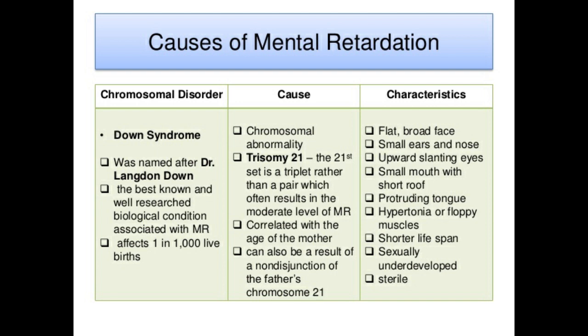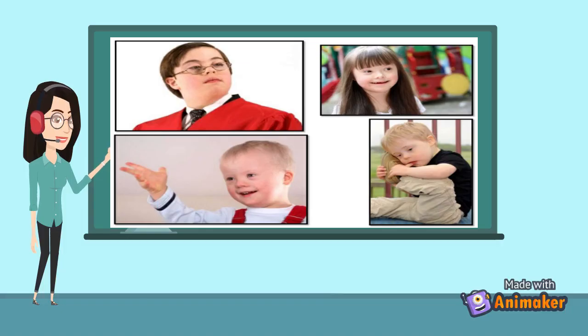The characteristic physical features are short stature, a flat, broad face with small ears and nose, upward slanting eyes, small mouth with short roof, protruding tongue that may cause articulation problems, hypertonia, or floppy muscles. Heart defects are common. Susceptibility to ear and respiratory infections. Older persons are at high risk for Alzheimer's disease.